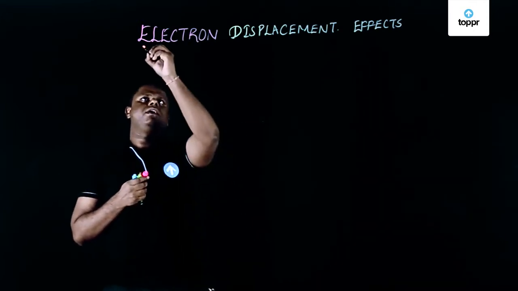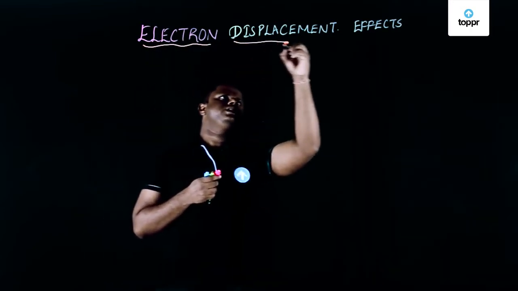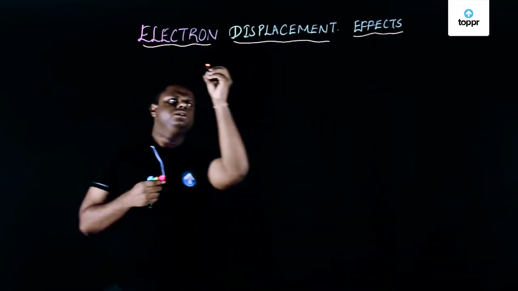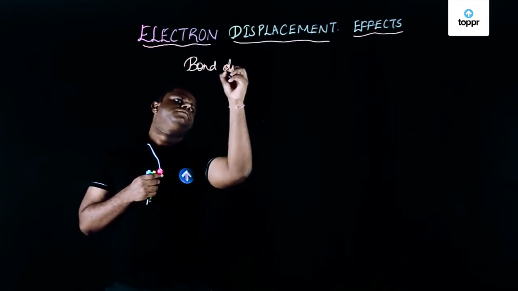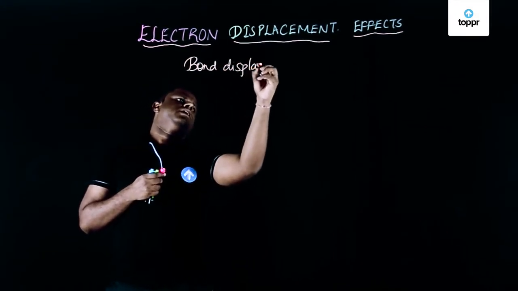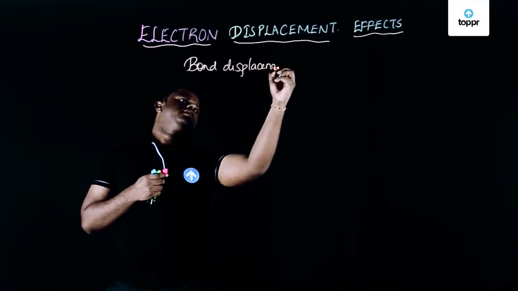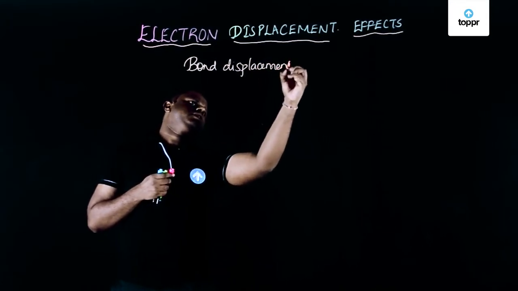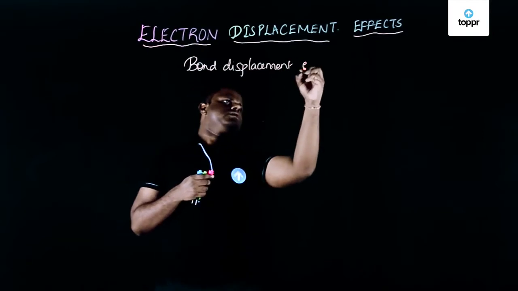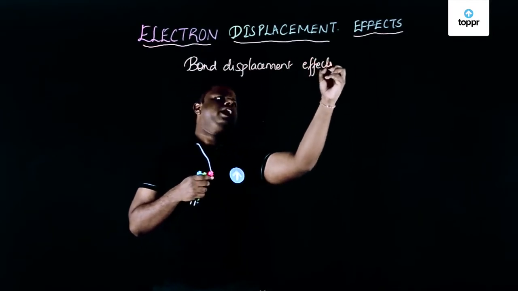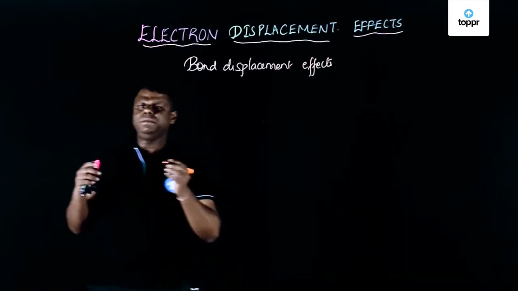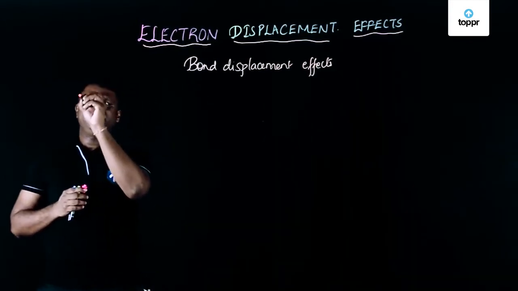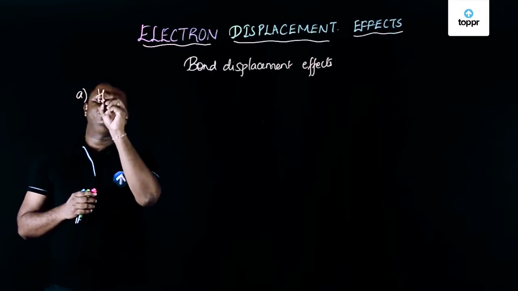Now, these are called electron displacement effects. You also call it bond displacement effect. Now, let's try understanding what exactly we are going to do. Let me take a few molecules. Let's say you have something like a hydrogen molecule.